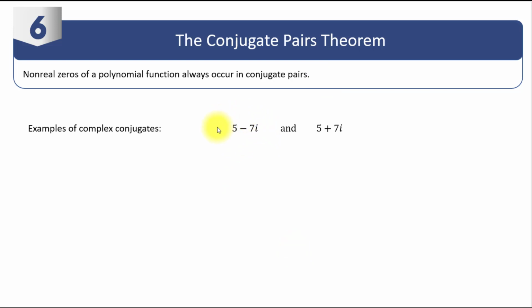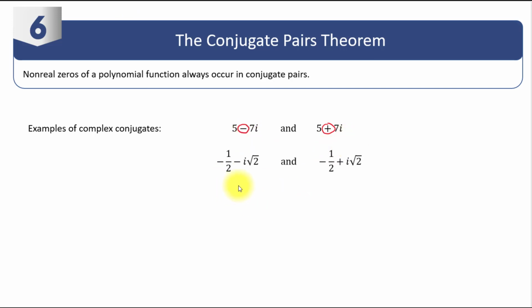Well, here's one non-real number, 5 minus 7i. And if you remember, this is the standard form of a complex number, a real part and an imaginary part that contains the imaginary unit i. So, for the complex number 5 minus 7i, the conjugate is 5 plus 7i. So the idea is pretty simple. The complex conjugates have opposite signs in front of the imaginary parts, and everything else is the same.